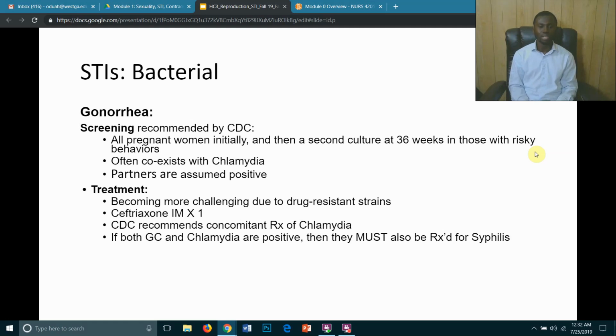Advise the patient to return for a follow-up examination if symptoms persist after treatment, because most treatment failures are a result of reinfection from untreated partners. That's why it's very important that all partners within the last 30 days will be tested and treated.